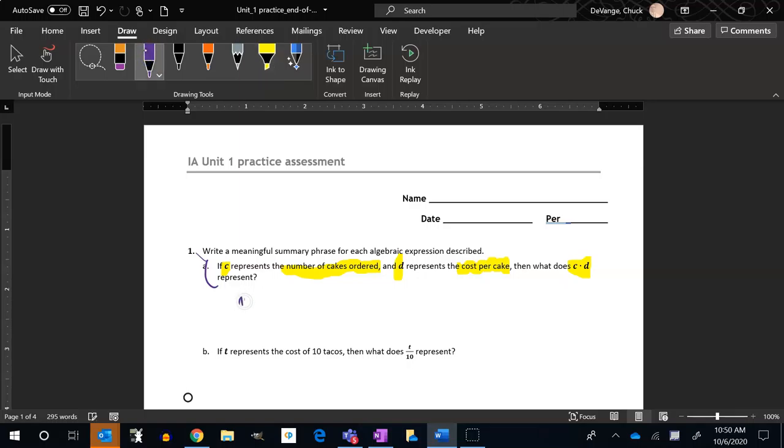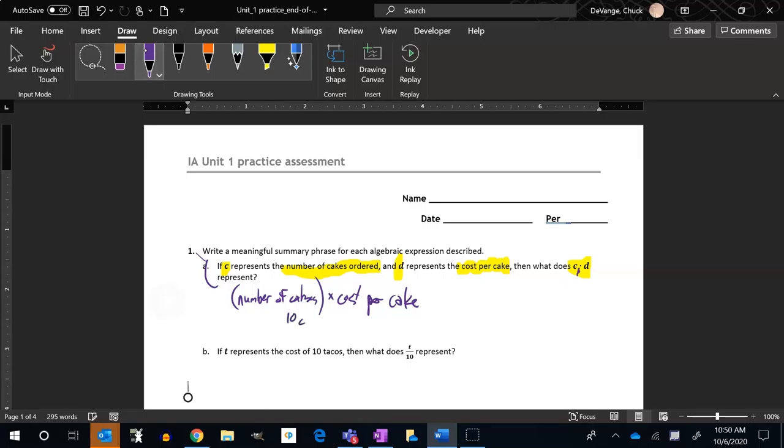I'm going to take the number of cakes. I'm going to multiply, that's what that dot is, that by the cost per cake. So you might see what that means right away. If you don't, let's think about this.